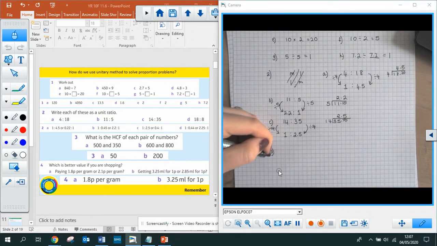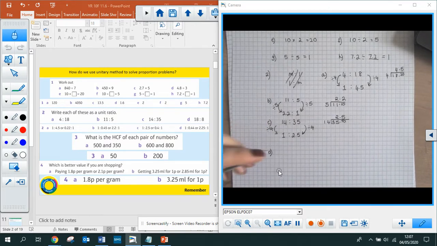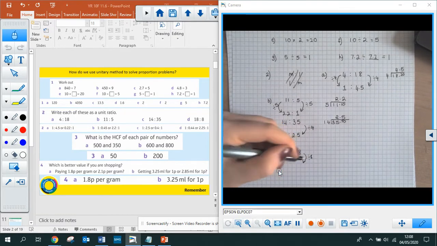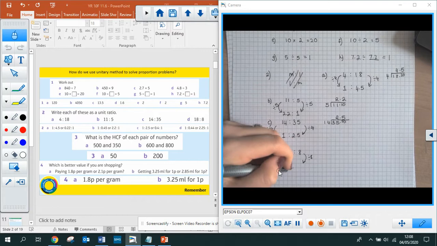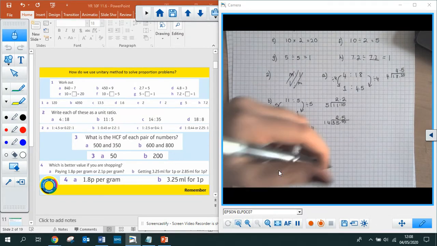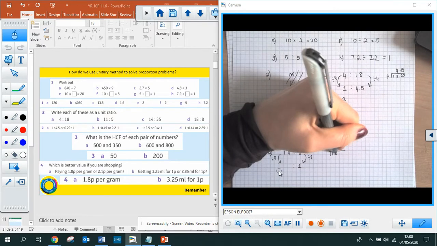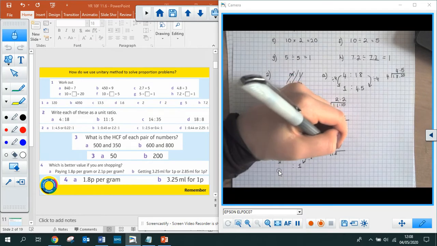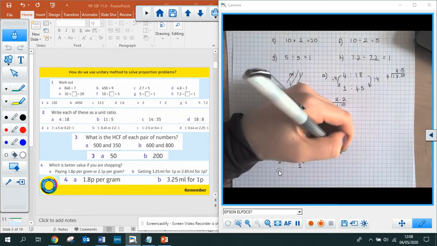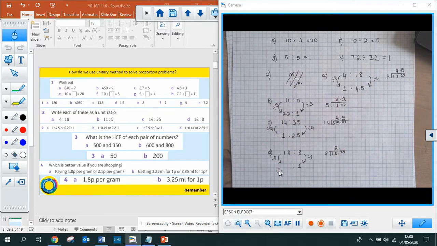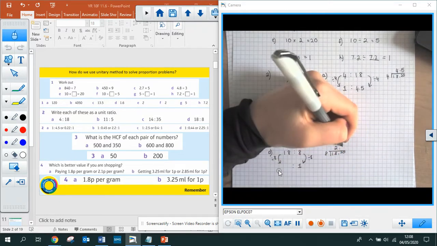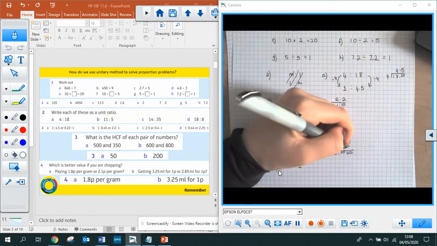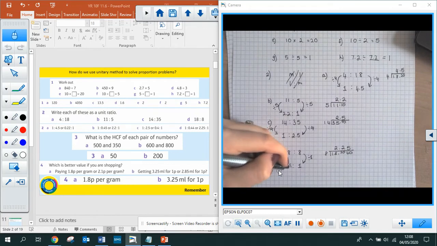D, you've got 18 to 8. I'm going to make the smaller number the 1, so I'm dividing by 8. If I divide 8 by 8, I get 1. 18 divided by 8. I know 2 8s go into 18 with 2 remaining. That becomes 20. I know 2 8s go into 20 with 4 remaining, so that becomes 40. And I know 5 8s go into 40, so it's 2.25 to 1.